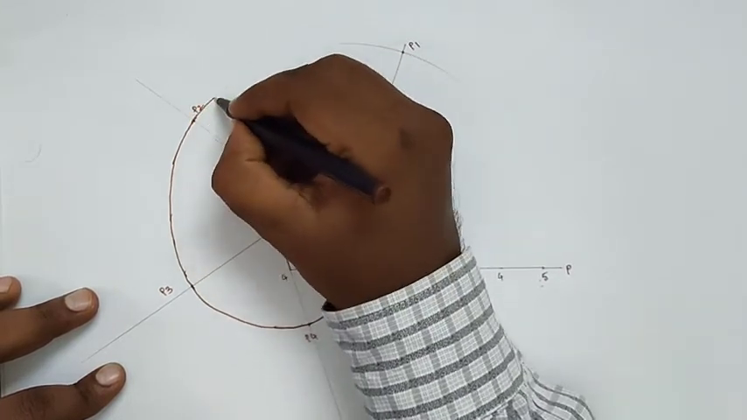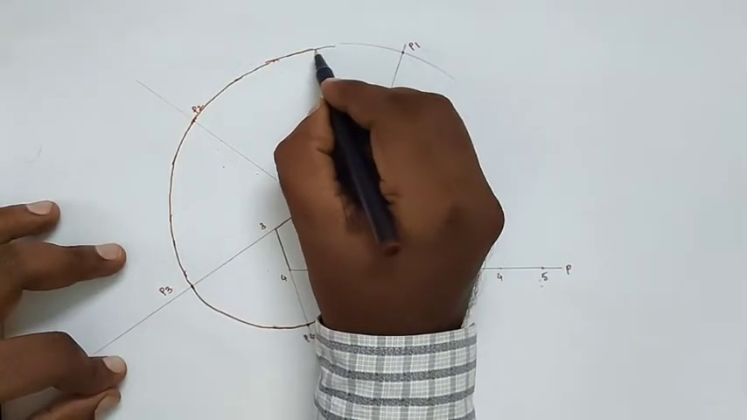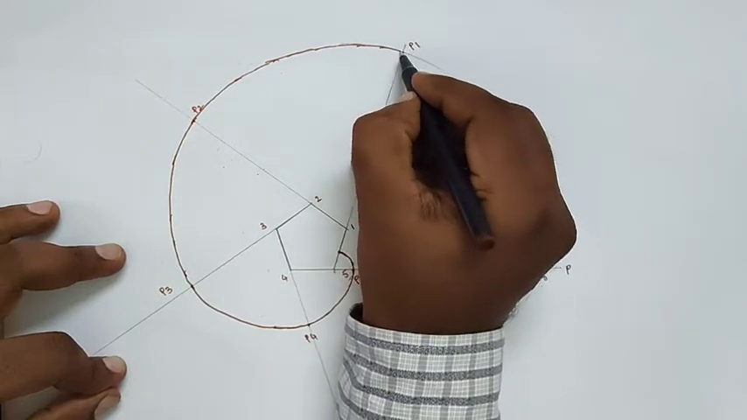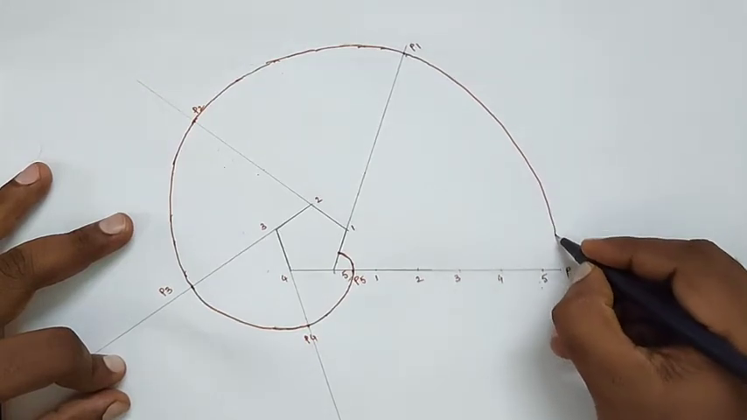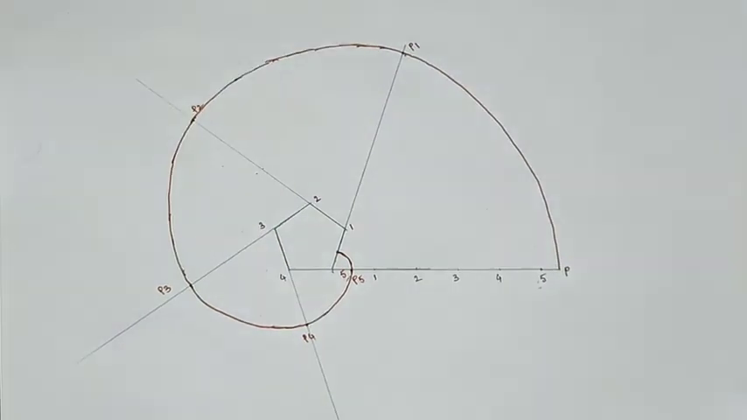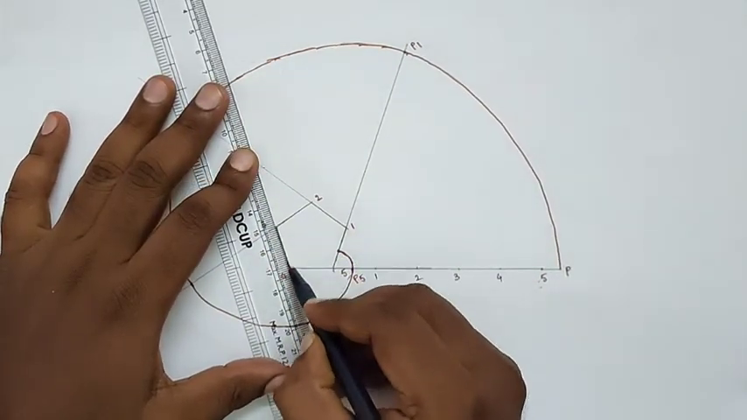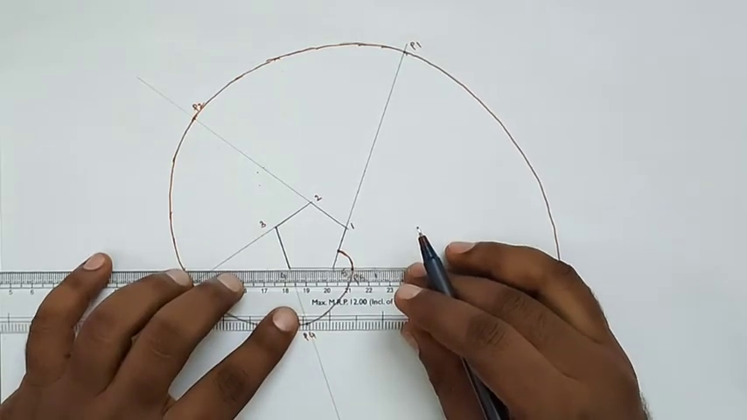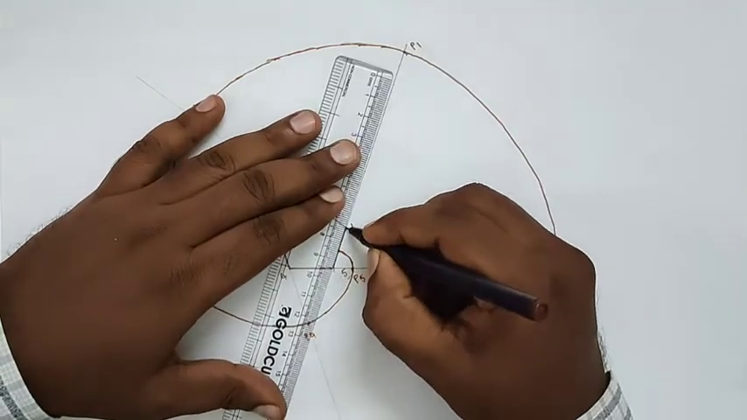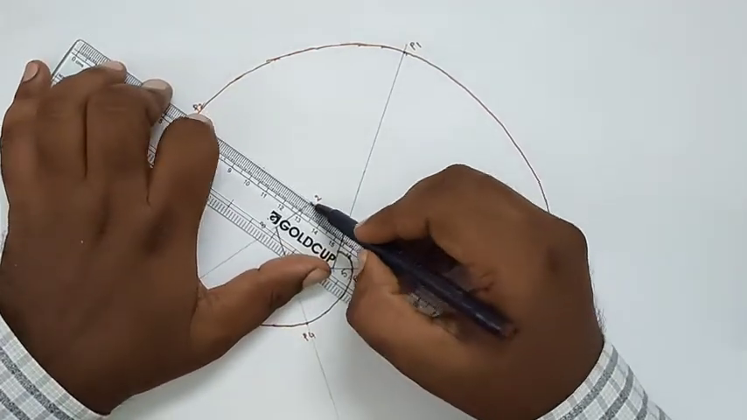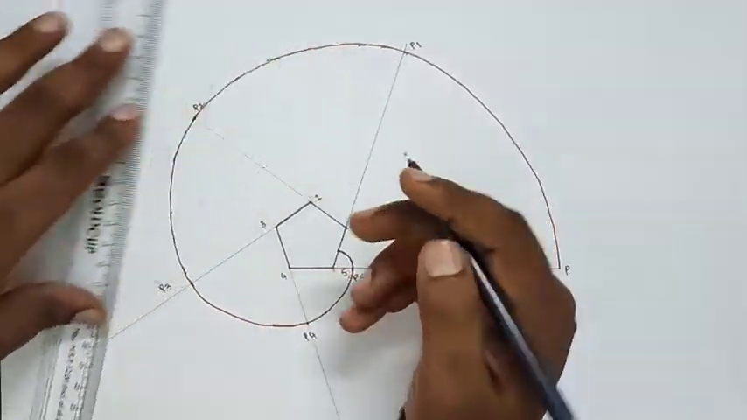Freehand sketching. We will draw the freehand sketch. So this is our required curve. After that, the polygon should also be thick. So when the perimeter of a pentagon is less than the length of the string, we will get the involute curve like that.